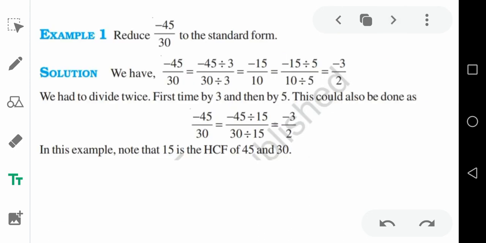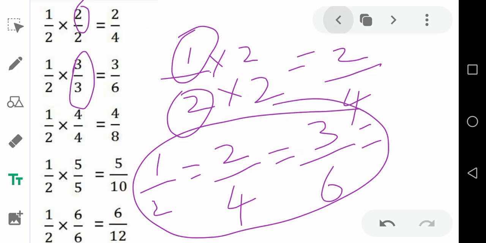Okay. Now next one is standard form. Do you remember what a standard form is? We have the definition of standard form here.